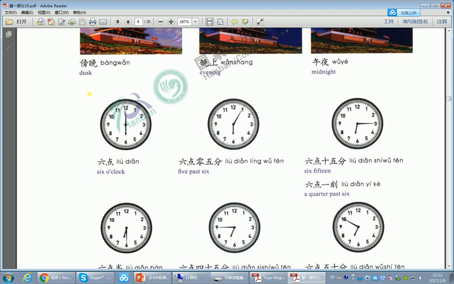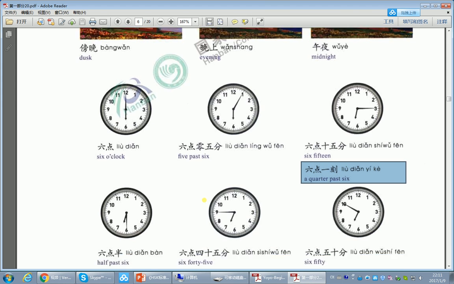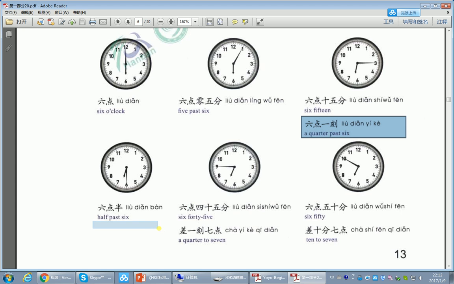Now we can learn how to read the time in Chinese. 6 o'clock 6点. 5 past 6 6点05分. You can also read 6点05 for short. A quarter past 6 6点1刻. Half past 6 6点半.